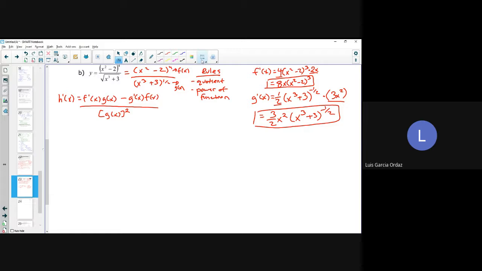So now my life becomes 100 times easier now that I figured out the derivatives for f of x and g of x. So now I can plug in my values. So I get the derivative of f of x, which is 8x times x squared minus 2, all to the power of 3, multiplied by g of x, which is just x3 plus 3 to the power of 1/2.